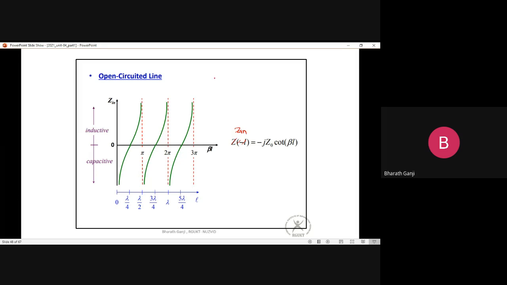At low frequencies, if you are asked to design filters, either you design a filter like this or you design a filter like this. Out of this, one is a low pass filter, one is a high pass filter. The second one is the high pass filter. And this is low pass.